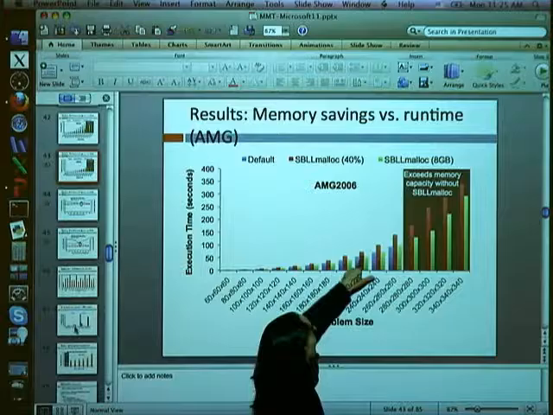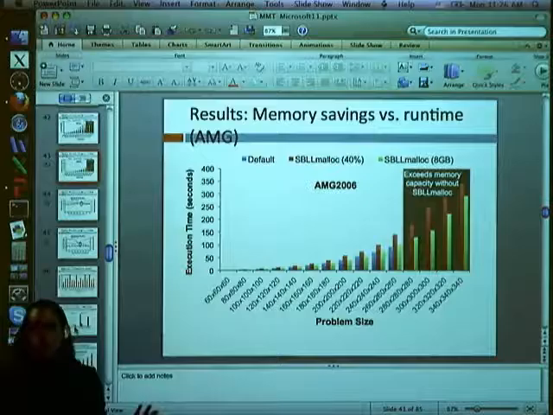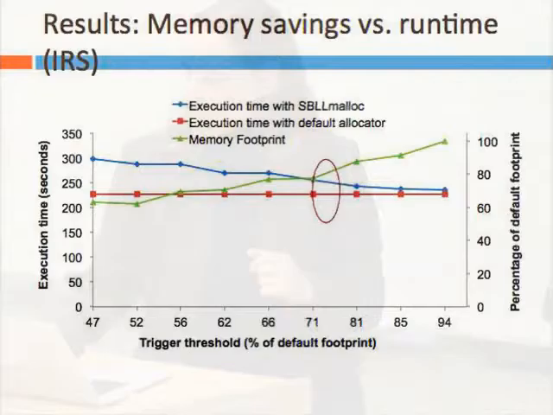Mm-hmm. So if you have an absolute threshold, then you actually save time because then you don't trigger it until later. You could have a 70% threshold; 40% is just way too early, right? Why should you start merging if you're using less than half the memory? So it's just to show that trade-off.